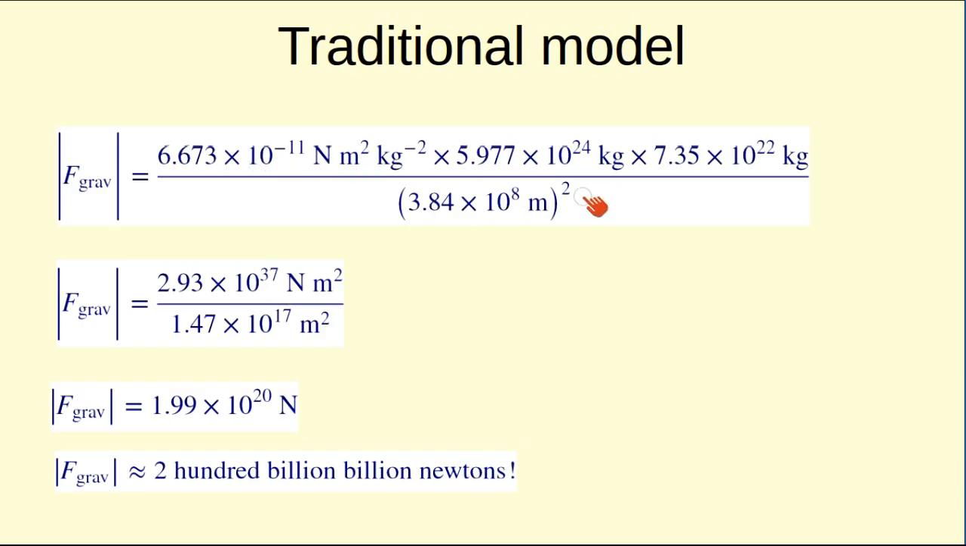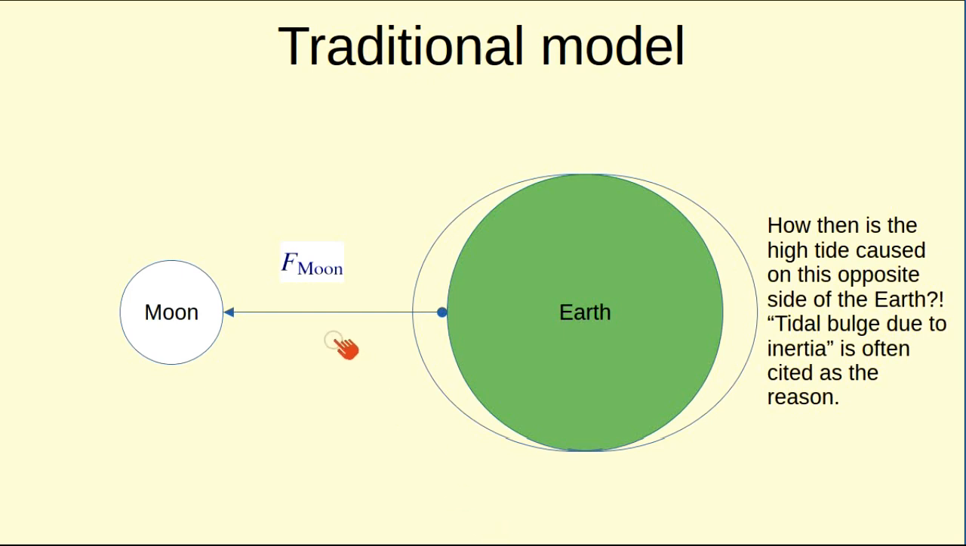Happy days, line by line calculation, ending up with 10 to the power 37 or 10 to the power 17 newton meter squared over meter squared. The meter squared cancels out, and we end up with 1.99 times 10 to the 20 newtons, which is about 200 billion newtons. A pretty large force if we could ever measure that. The traditional model, here we have the Moon pulling here, and then we have a tide here on this side of the Earth, and there's also a tide on the other side of the Earth.